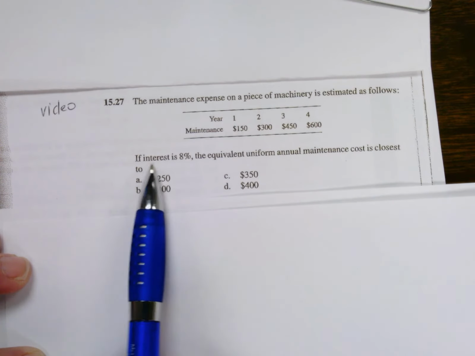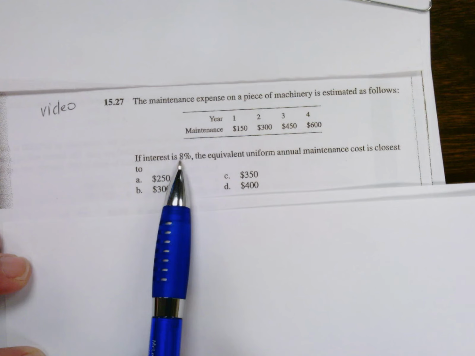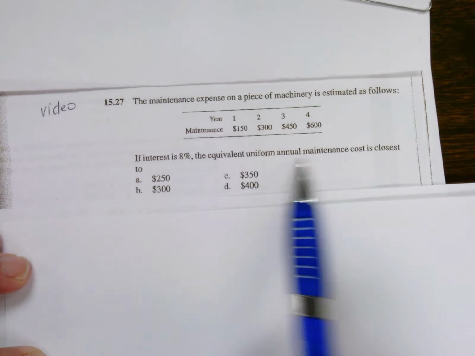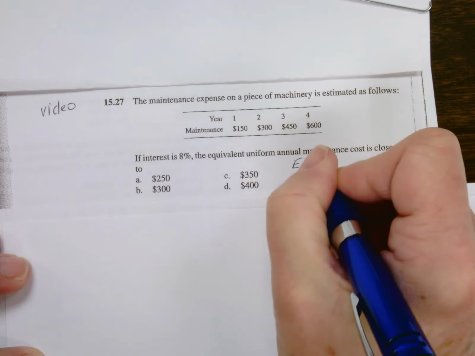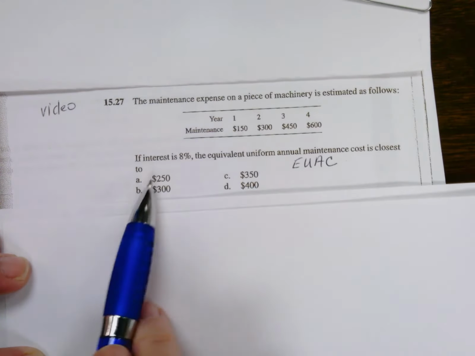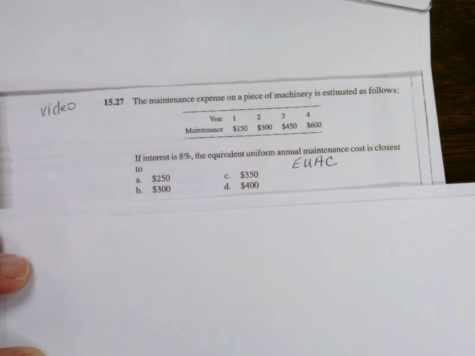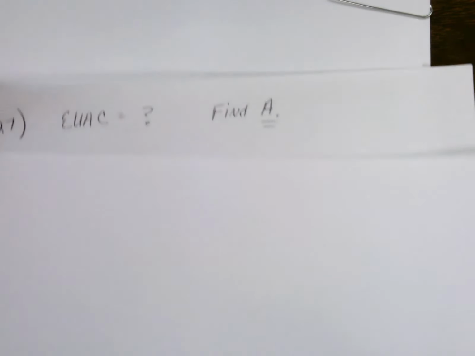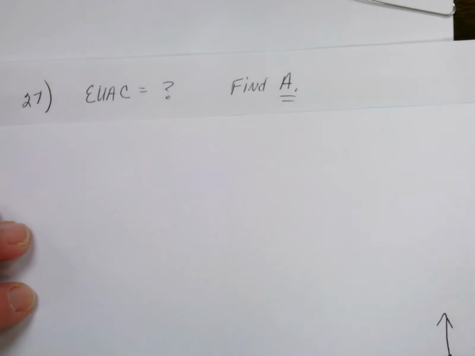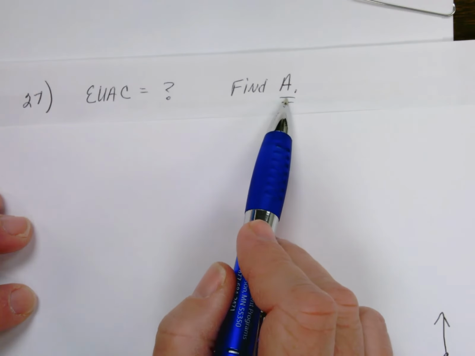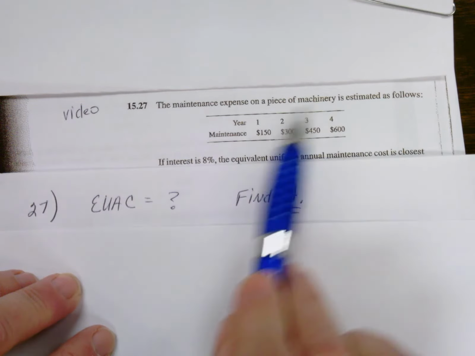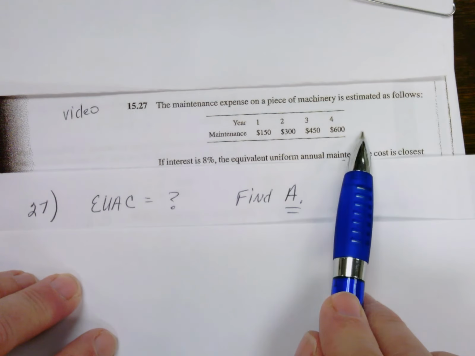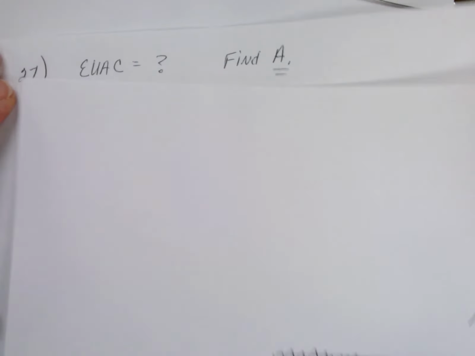Let's continue with the problem. If the interest rate for this situation is 8%, that's the discount rate or the interest rate, the equivalent uniform annual maintenance cost, EUAC, is closest to, and then some dollar amount of choices. So we're asked to find the equal uniform annual cost, which is an annuity, an average annual cost for running maintenance on that machine. Even though it increases in amount every year, we want to say, what's the average cost of maintenance over the 4 years? So we're asked to find A.